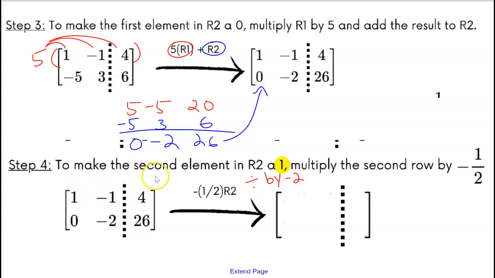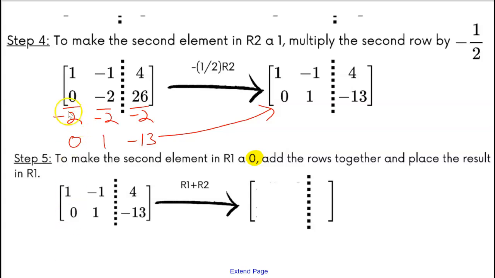Now I've got this one. Now step forward, let's make the second element, R2, a 1. So we want to make this 1, the second element in row 2. It's -2. In order to get it to be 1, we have to take half of it. What's half of -2? So we're just going to divide it by -2.